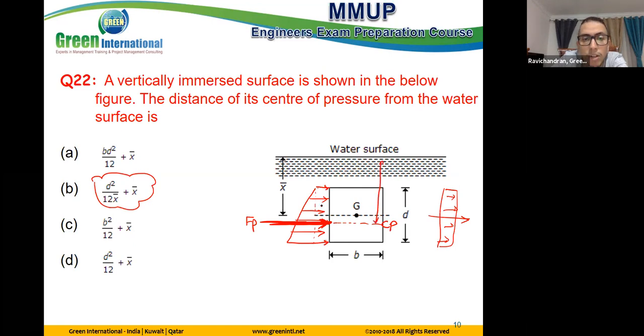This is the distance required: the distance of its center of pressure from the water surface. What is this distance actually? This distance is equal to x bar, which is the distance from the centroid to above, plus this small distance, which is d square over 12 x bar.